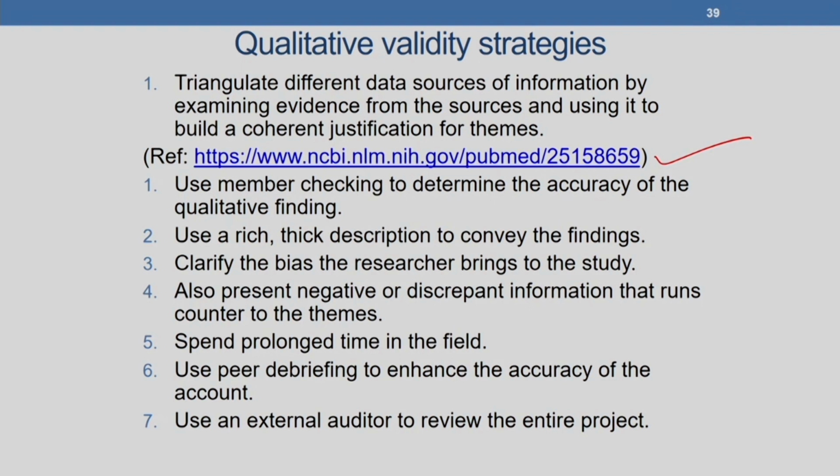So, for example, as a researcher, when I am moving into a certain community to look at their feeding practices, I do not superimpose my ideas of what is best feeding practice on the respondent before carrying out the interview. So, I check that bias and then give a correct description of what the respondent herself feels about the feeding practices, rather than giving a direction to what the respondent should or should not feed the child under 2. So, that is what is referred to as clarifying the bias of the researcher before bringing it into the study. We also present negative or discrepant information that runs counter to the themes.